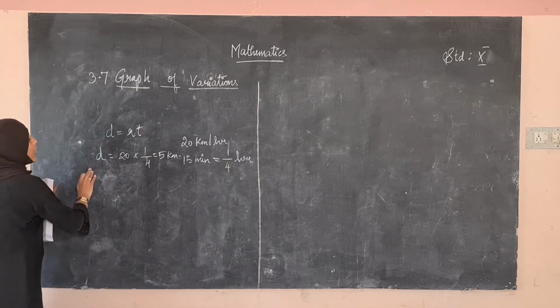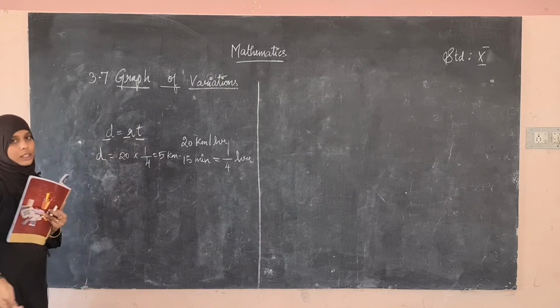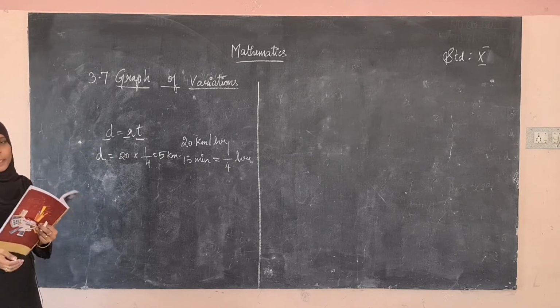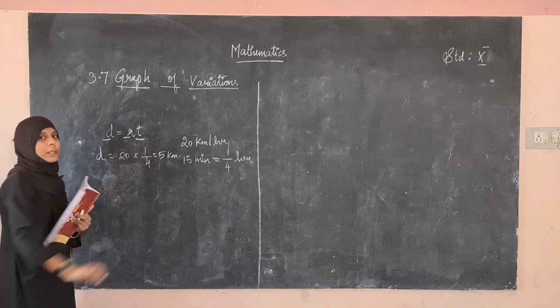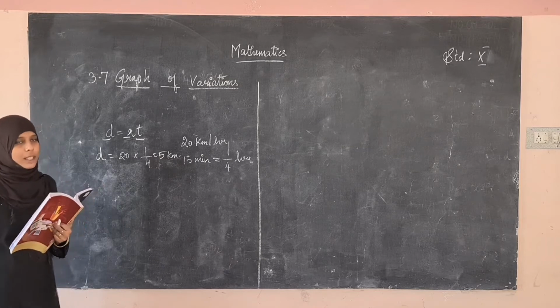See here, these are all the variables. D, R and T are the variables. Which is the independent variable and which is the dependent variable? Independent variable means the variable does not depend upon the other variable in the equation, and the dependent variable means the variable that depends on other variables in the equation.